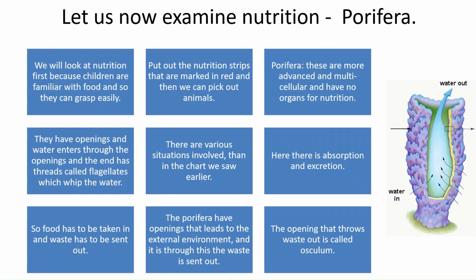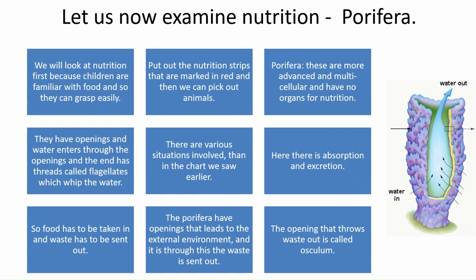Let us now examine nutrition. We will look at nutrition first because children are familiar with food and so they can grasp it easily. Put out the nutrition strips that are marked in red and then we can pick out animals.